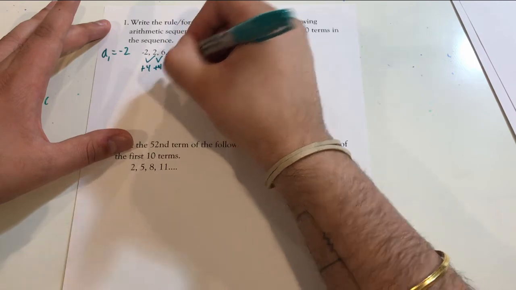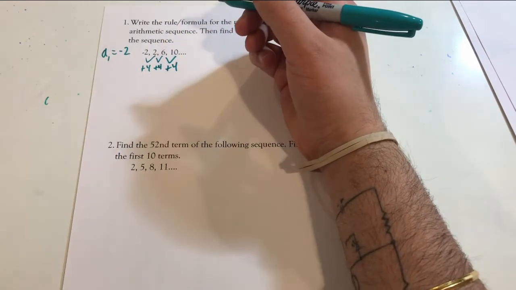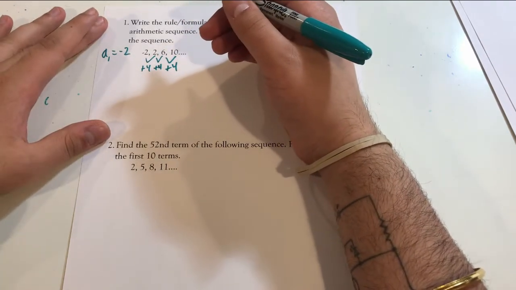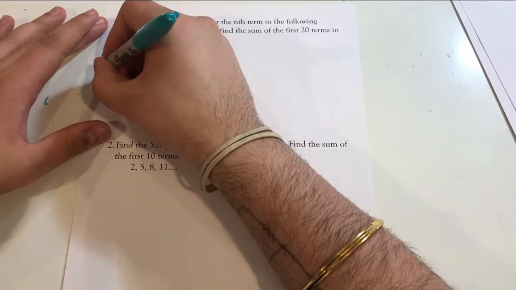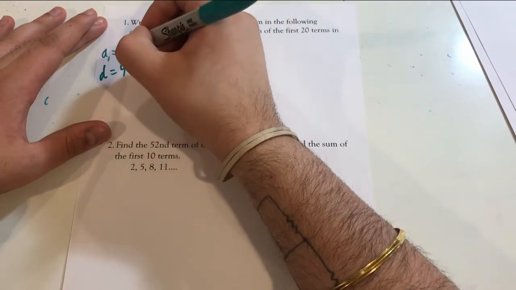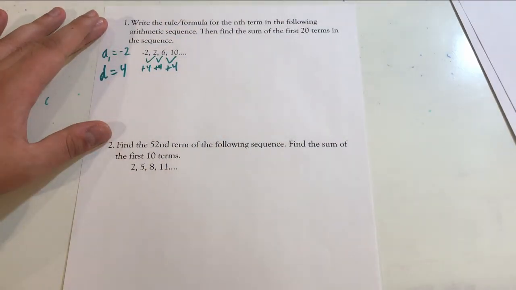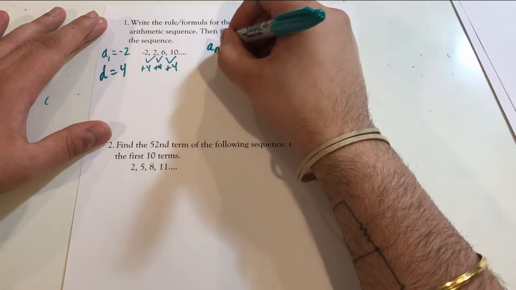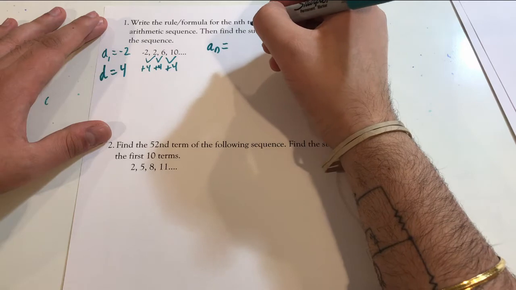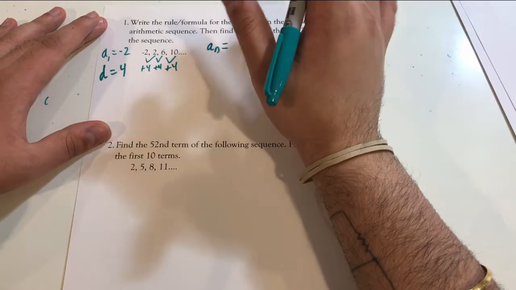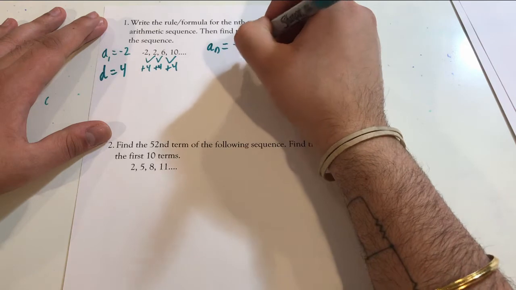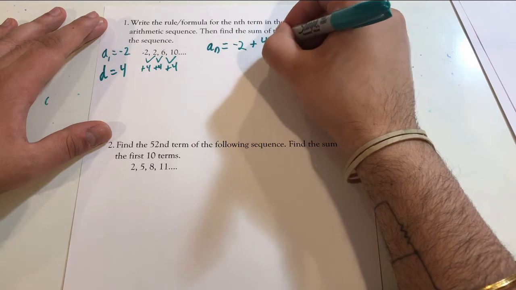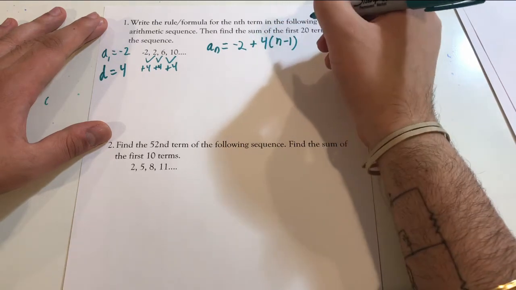And here is a +4. So it would be a good idea to just say the common difference is 4. You'd be justified in saying that the common difference is equal to 4. Now we have the two pieces of information we need. Let's put it into the formula. So a sub n is equal to a sub 1, which is -2, plus the common difference 4 times n minus 1.